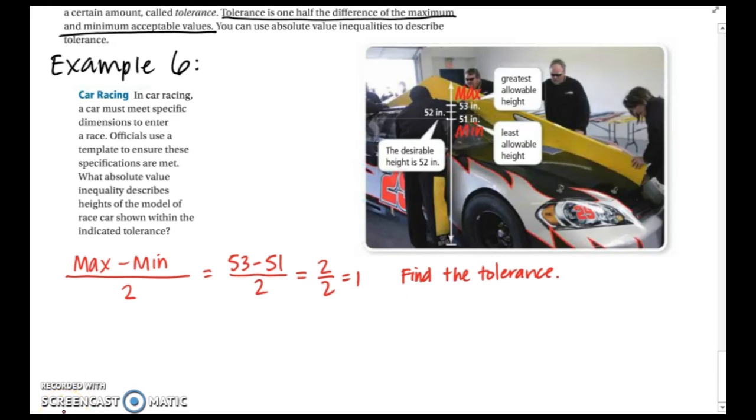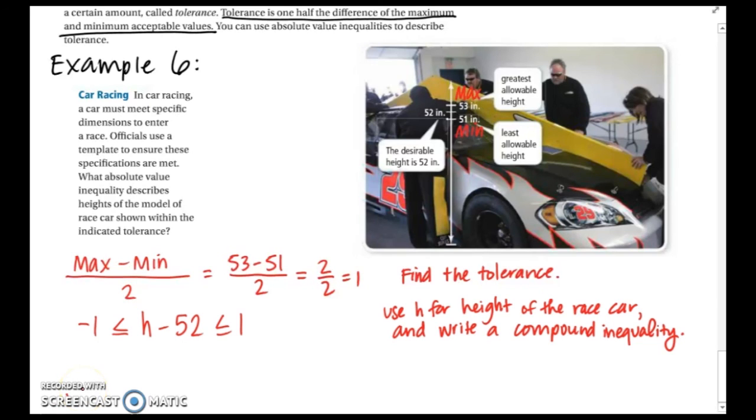So, like we talked about above, we need to find the tolerance, which means we take the max value and subtract the min value and divide by 2. The max value is 53, the min value is 51. 53 minus 51 is 2. 2 divided by 2 is 1. That means the tolerance is 1. So the height can be within 1 inch of the desired height.